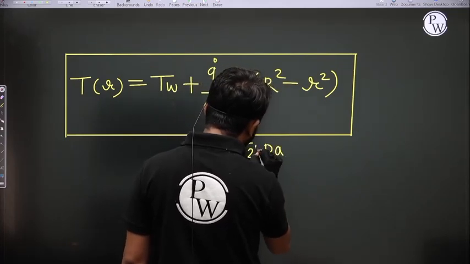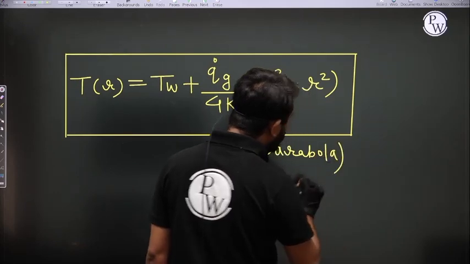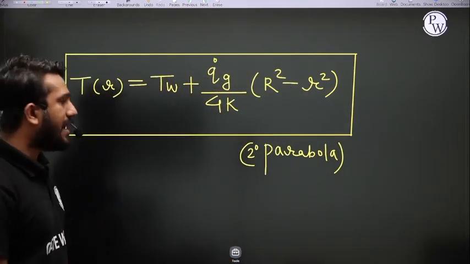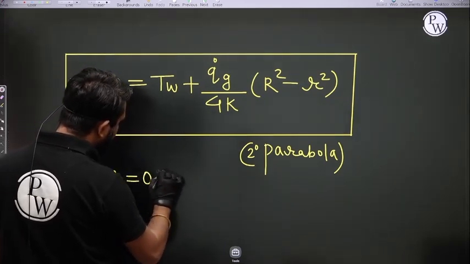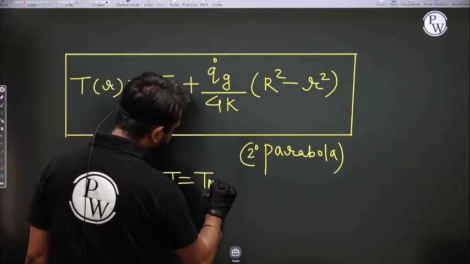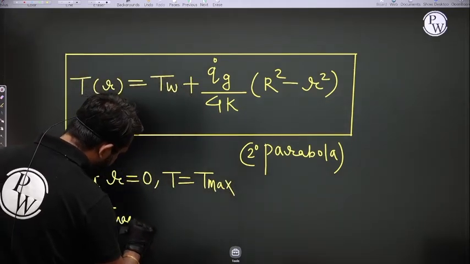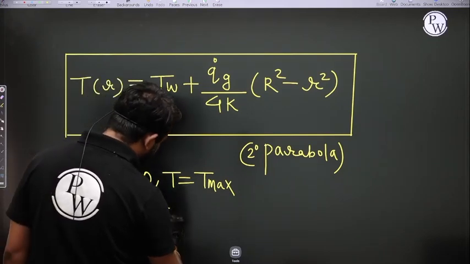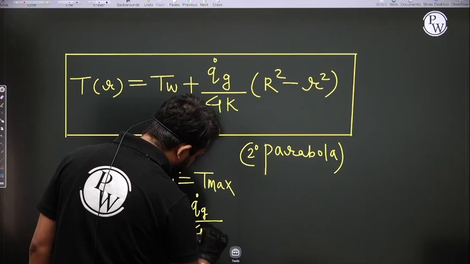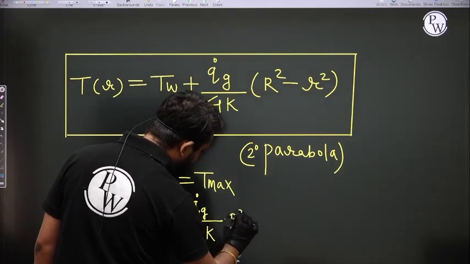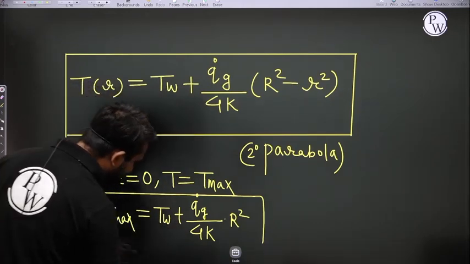Second degree parabola. And where is the temperature maximum? At r equal to 0, the T becomes T max. So what is the T max? The T max is equal to TW plus q dot G by 4K times R square. This is the T max.